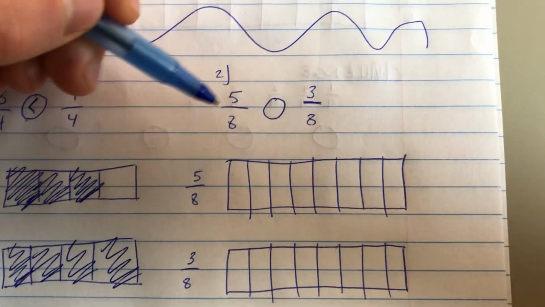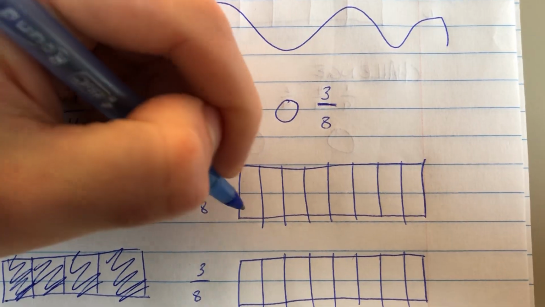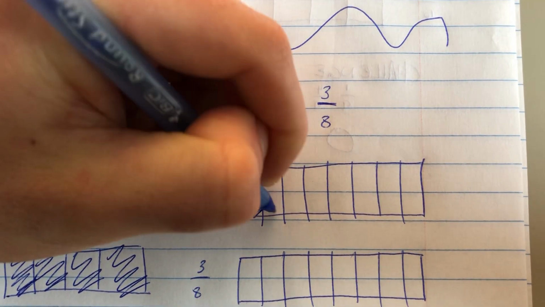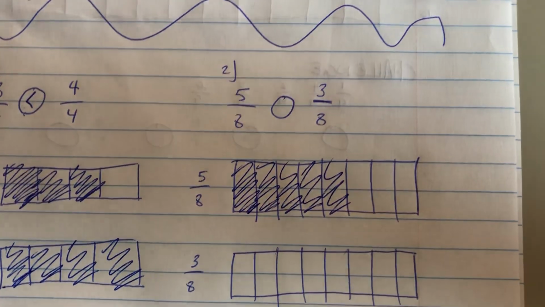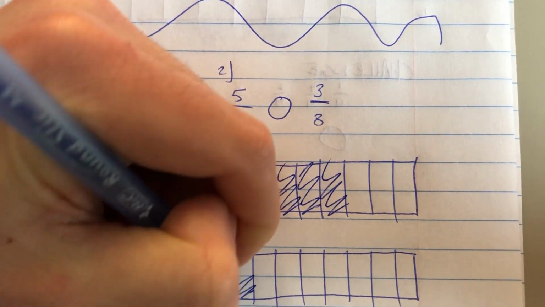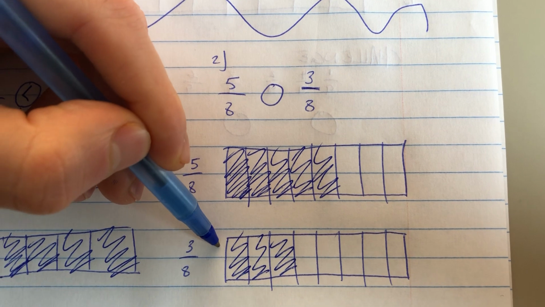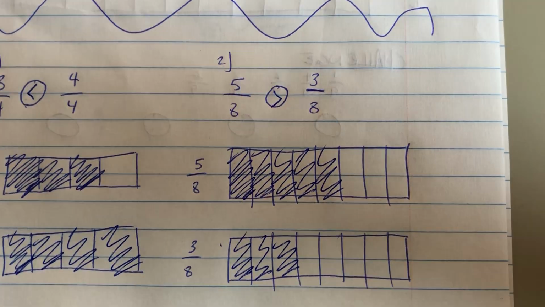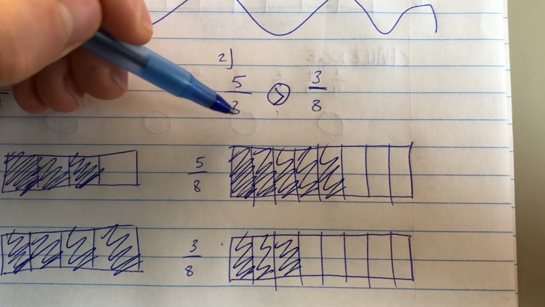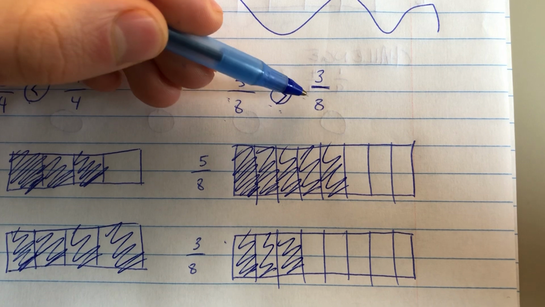Here I have 5/8 and 3/8. Looking at my bar model, I'm going to fill in 1, 2, 3, 4, 5 parts here. I'm going to fill in 3 underneath, 1, 2, 3. For 3/8, I see that 5/8 takes up more of my whole than 3/8. So 5/8 is greater than 3/8. Gator eats the greater. If I read this, it's 5/8 is greater than 3/8.